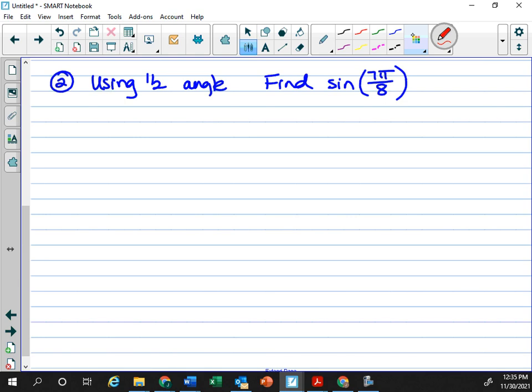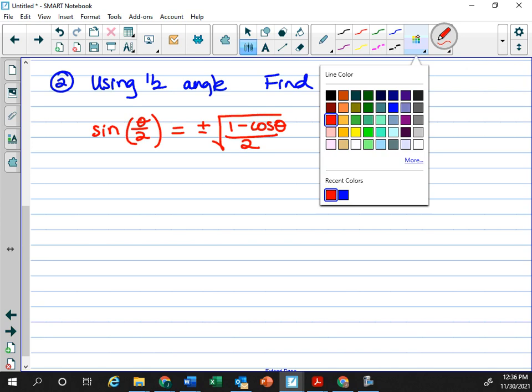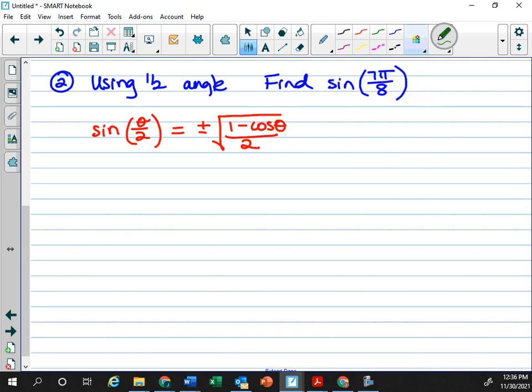All right, so we're going to start with writing out what the sine of theta over 2 formula is equal to. So that is plus or minus the big square root of 1 minus cosine theta all over 2. I'm going to give you some steps off to the side. First thing you have to think about: where is 7 pi over 8? What quadrant is 7 pi over 8 in?